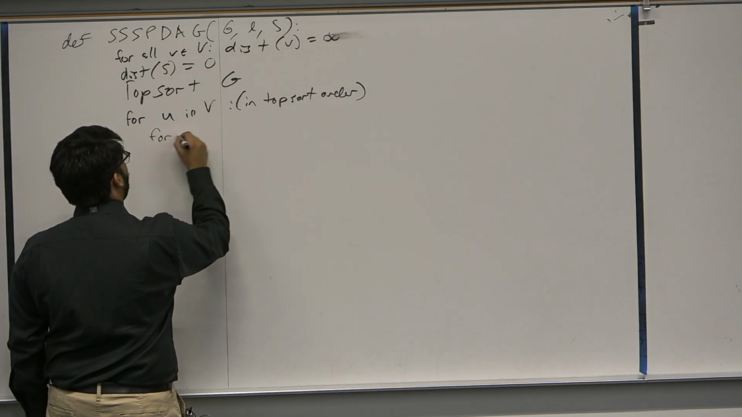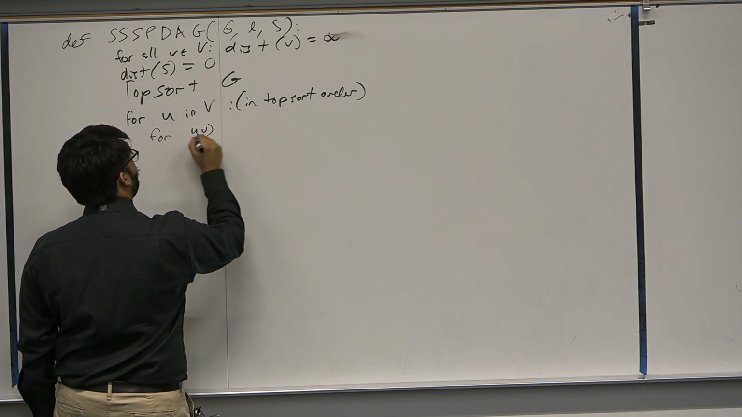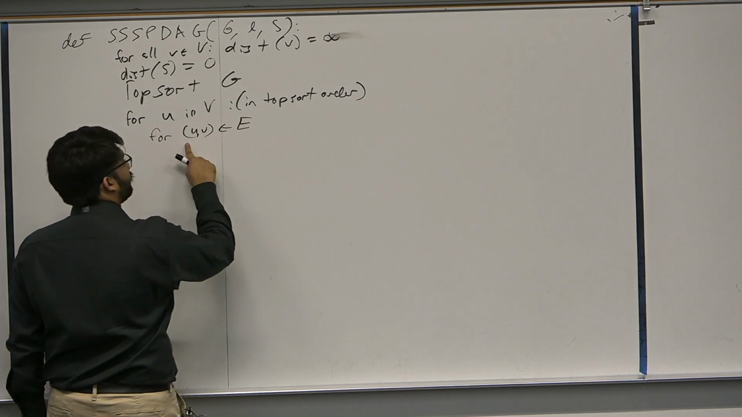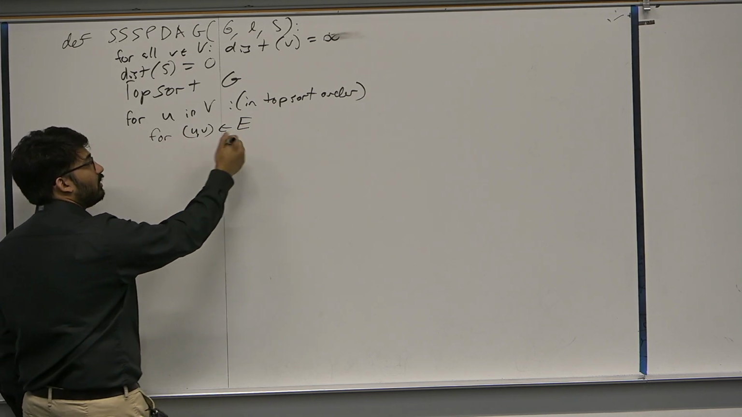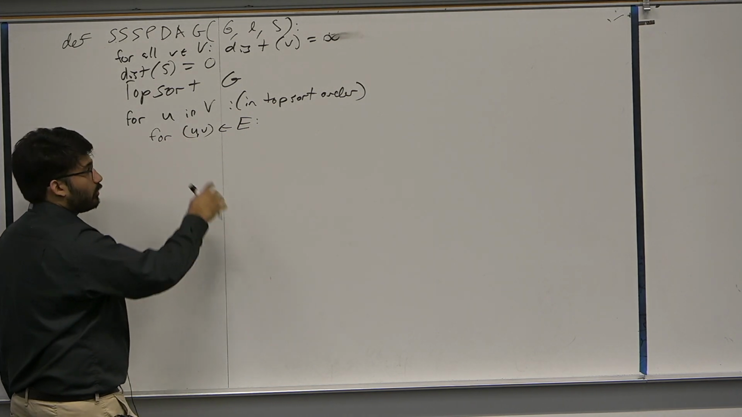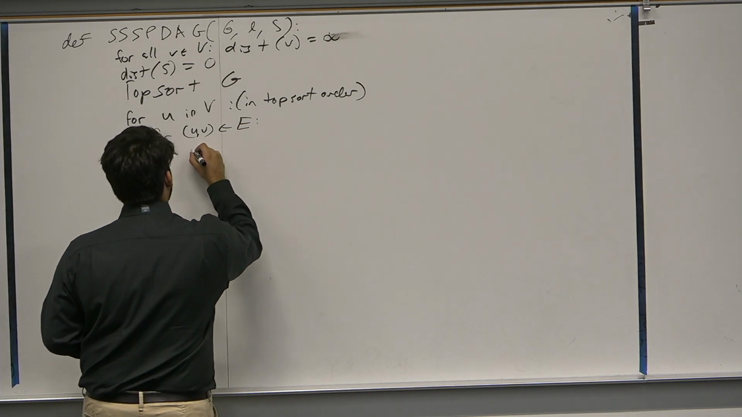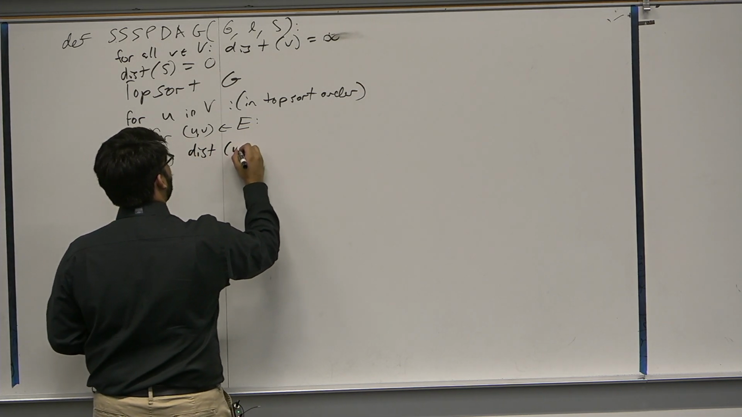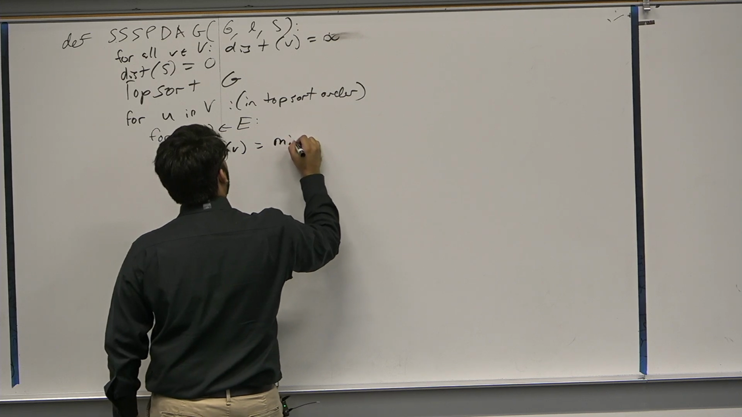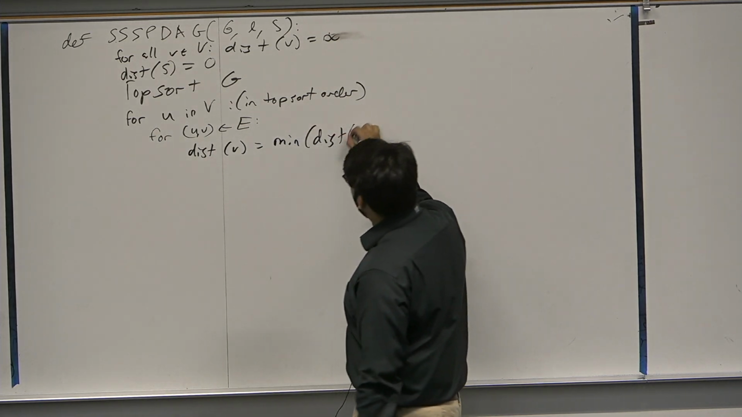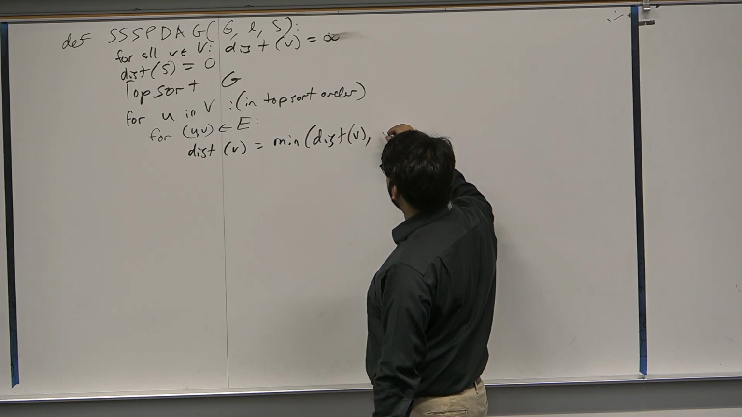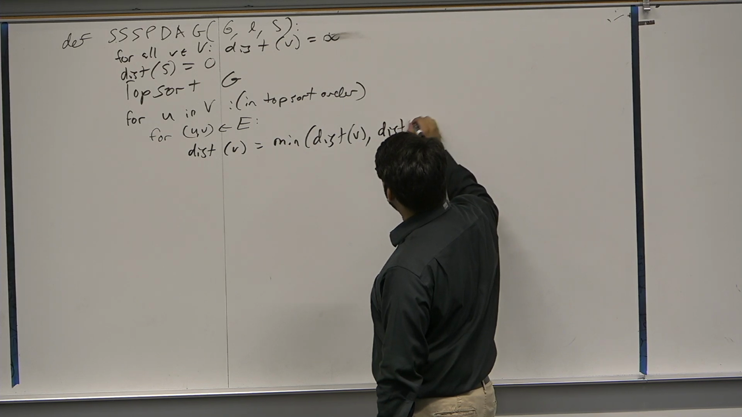For each of the outgoing edges, so let's say for U comma V in E, and remember when we write the edge like this, it's coming from U going to V. So it's the outgoing edges of U. We update according to those edges. So dist V will update to be the min of whatever its current shortest path is, or if this UV edge makes a difference.